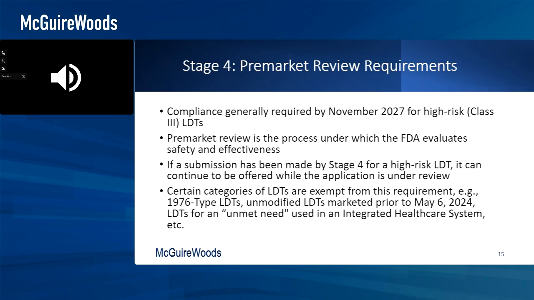So pre-market review is a much more rigid process. There's an application process involved. You really have to submit lots of documentation. What's nice about this option, though, is if you've already made the submission before the stage 4 date for the high risk, you can continue to offer that test while FDA is reviewing. So you've kind of got this grace period. So certain categories, again, the unmet need and used in the integrated healthcare system, won't need to comply with this requirement.